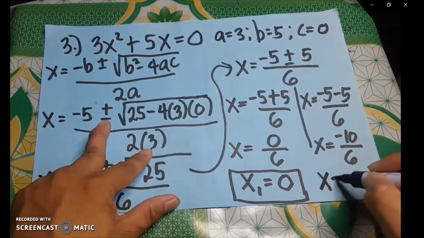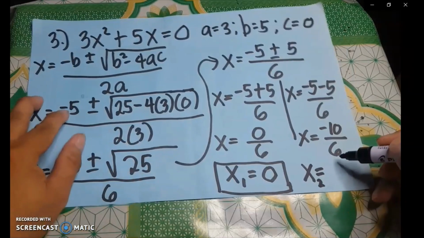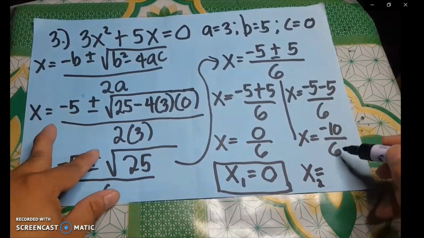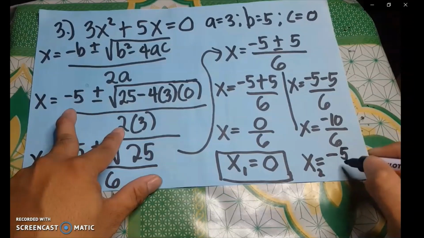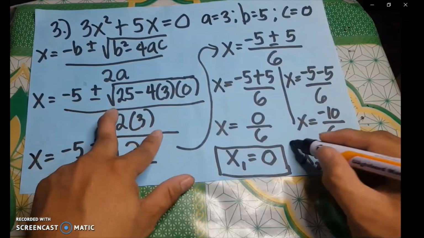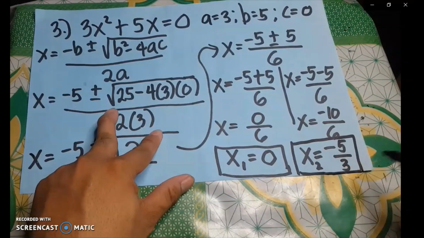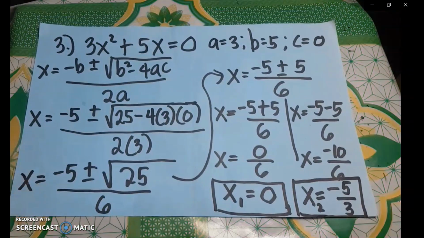Then from here, x sub 2 now is equal to, since negative 10 is not exactly divisible by 6, but we can reduce it into its lowest term. Both 10 and 6 are divisible by 2. So to reduce it to lowest terms, we'll have negative 5 over 3. So we do have the second solution as negative 5 over 3. So therefore, we can say that the solutions to the given quadratic equation are 0 and negative 5 over 3.